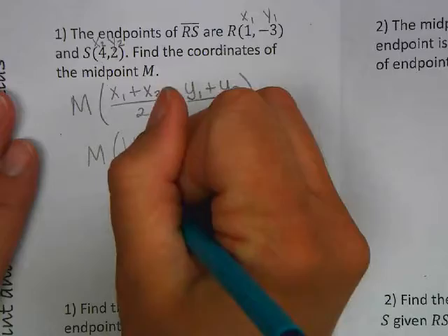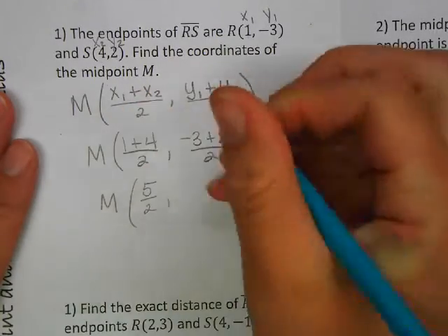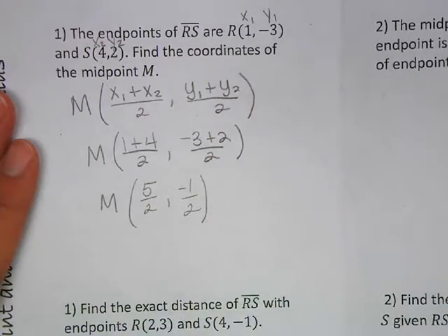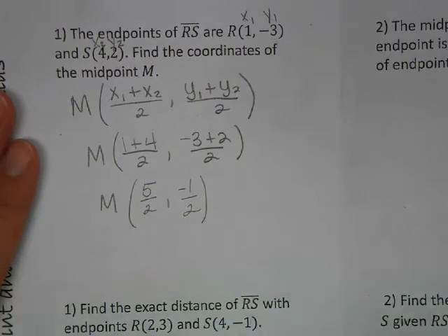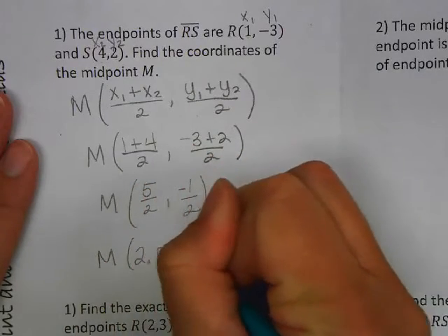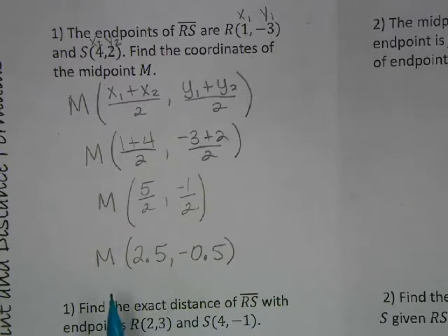So 1 plus 4 is 5, so you have 5 halves for your x coordinate. -3 plus 2 is -1, and -1/2 for your y coordinate. If you simplify those to decimals, you may do so. So the midpoint M has coordinates 2.5, -1/2. And that is it. You just leave your answer as an ordered pair.